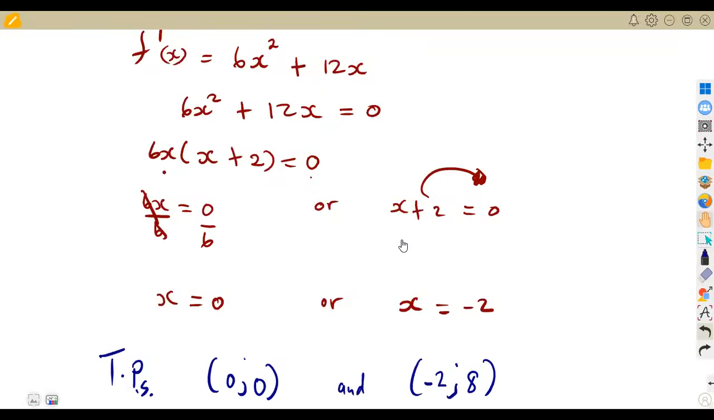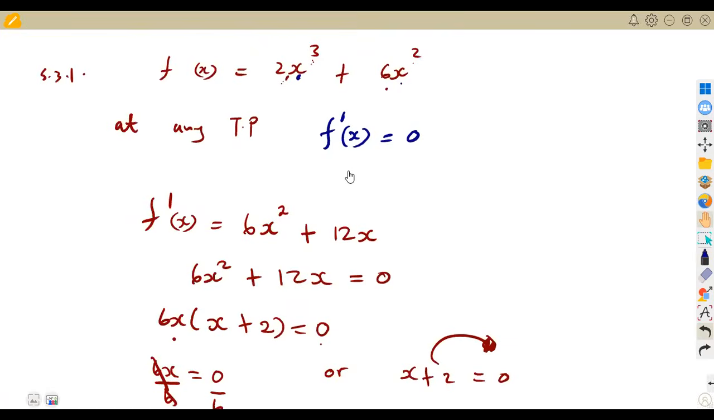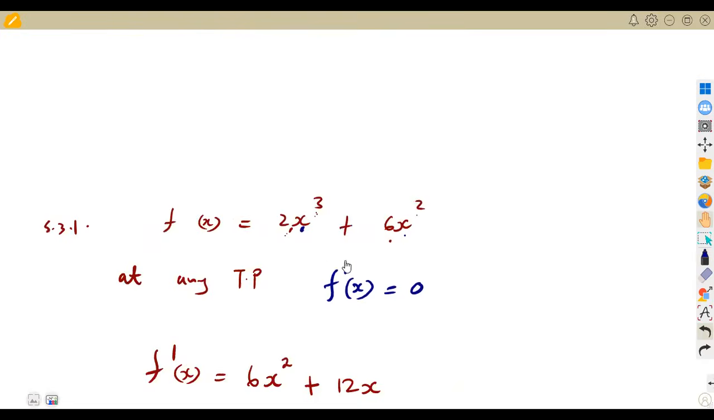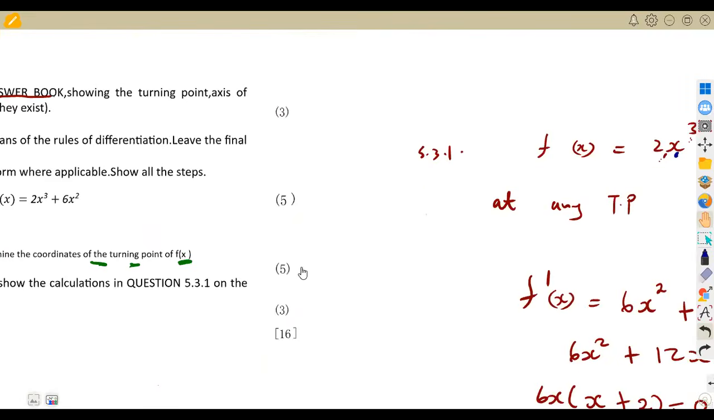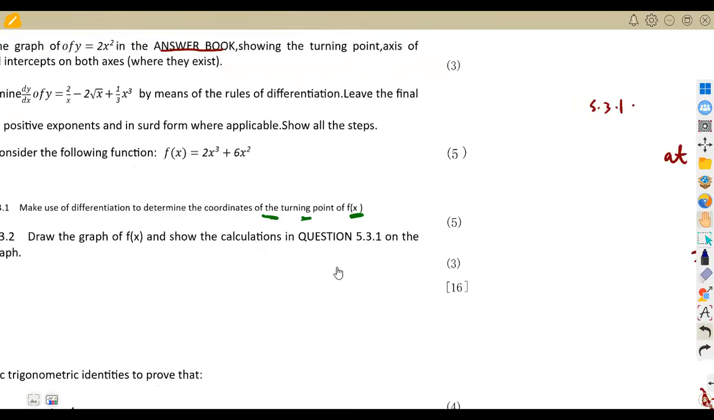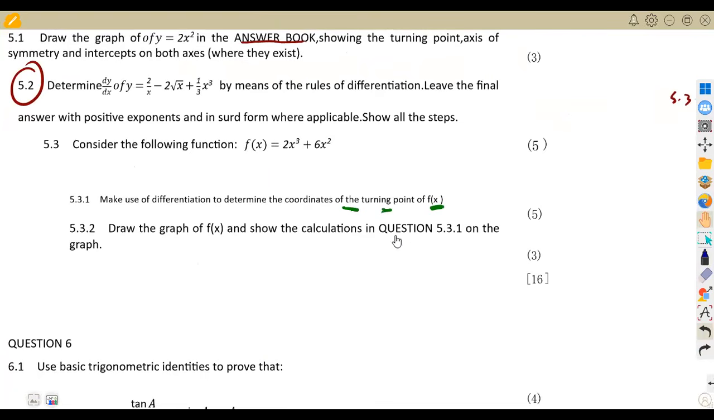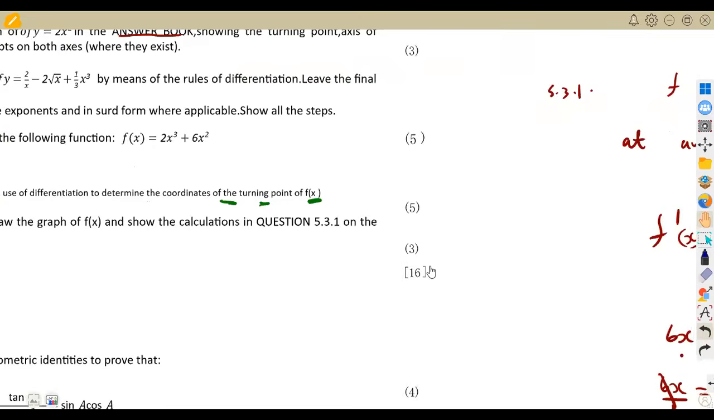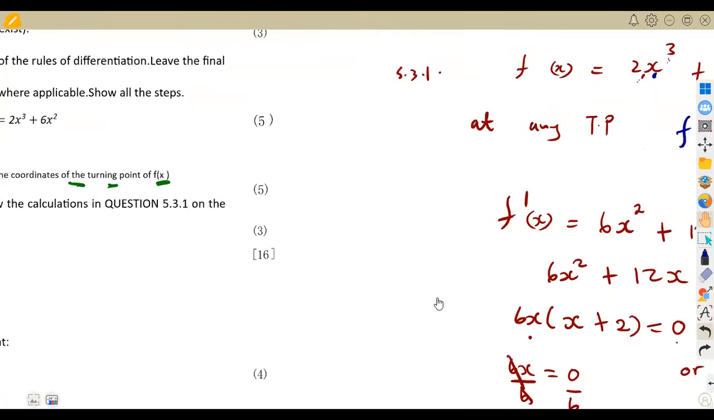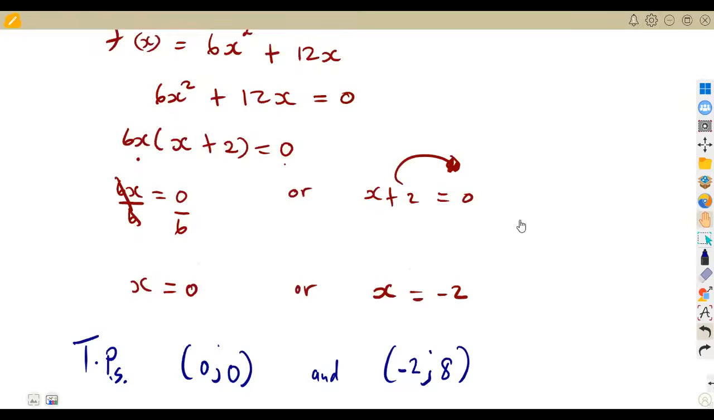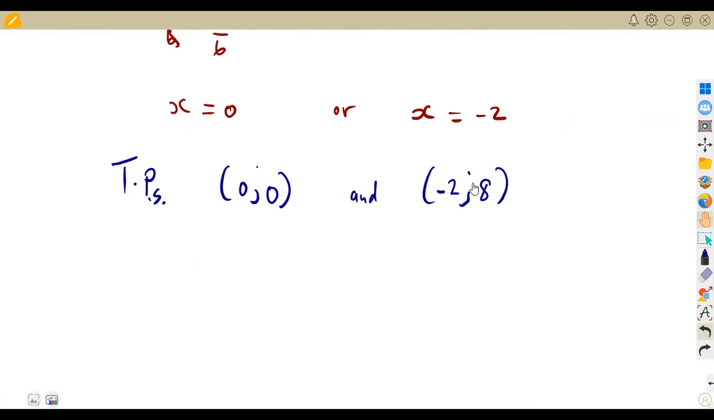Okay, so that was how we're supposed to have this question. All right. Then the other part of the question now, they're saying draw the graph of f of x and show on the graph paper. So this one they actually needed us to draw on the graph paper. But here I'm just going to show you how it was supposed to look on your graph paper.